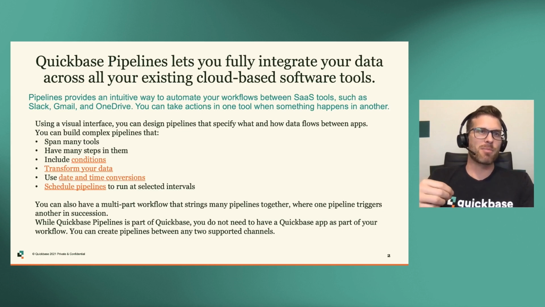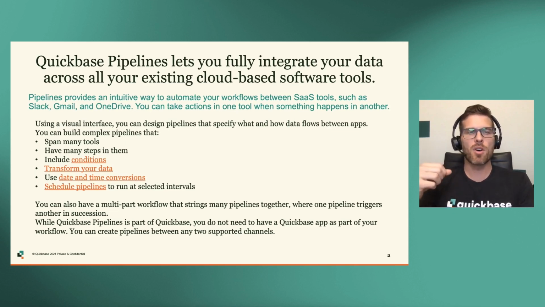You can build complex pipelines that span many tools, have many steps in them, include conditions, transform your data, use date and time conversions, and schedule pipelines to run at selected intervals. You also have a multi-part workflow that strings many pipelines together, where one pipeline triggers another. While Quickbase Pipelines is not part of Quickbase, you don't need to have a Quickbase app as part of your workflow. You can create pipelines between any two supported channels.